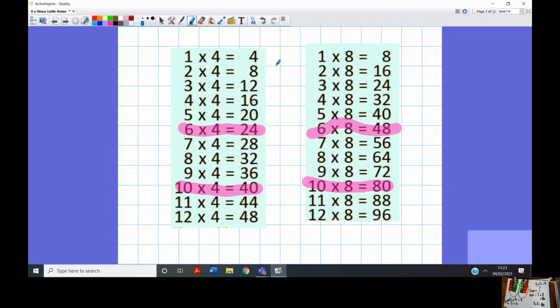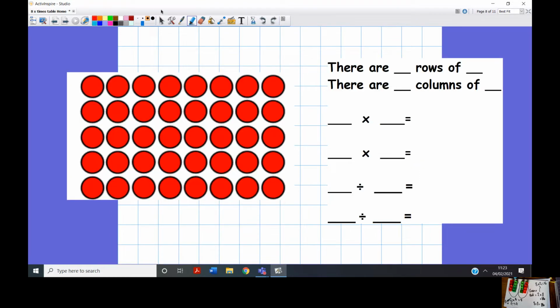Let's put it into practice by looking at some arrays. So here is an array. We looked at them yesterday. Remember, rows go across and columns go up. I'm just going to write that for us just to remember.